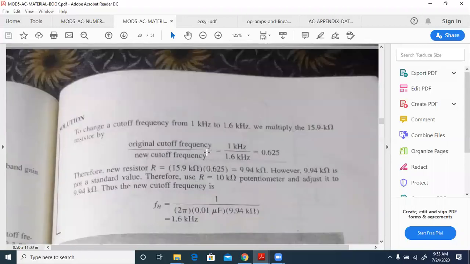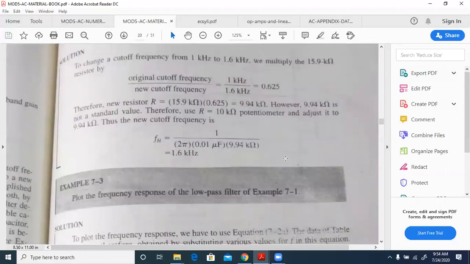Then in the frequency scaling technique, the original value was 1 kilohertz. We want to design for 1.6 kilohertz. So the ratio of that turns out to be 0.625, and that value is to be multiplied with the value of R. Okay, the value of R, and that is 15.9 kilo ohm into 0.625 is equal to 9.94 kilo ohm.